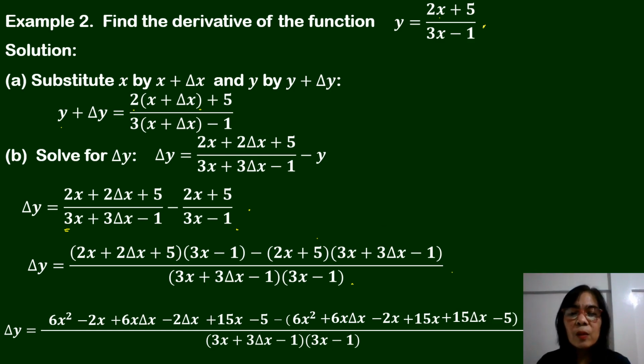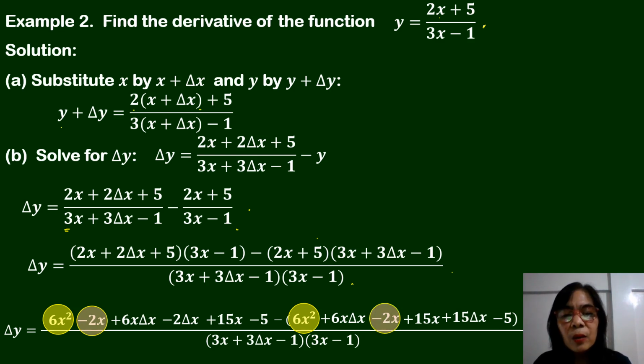Okay, we are now ready to collect similar terms. Notice that this 6x squared and the minus 6x squared in here cancel out. So when we combine similar terms, 6x squared minus 6x squared becomes 0. This minus 2x will cancel out with this minus negative 2x. 6x delta x cancels out with this minus 6x delta x. The 15x cancels out with this minus 15x. Minus sign is before this grouping symbol. We have this. Then the minus 5 will cancel out with this minus negative 5.